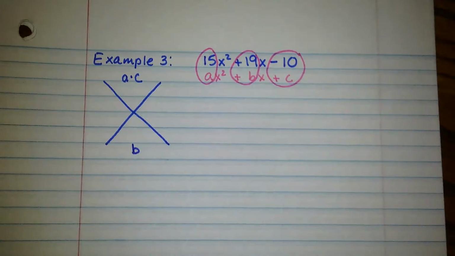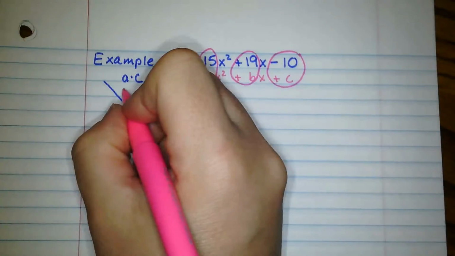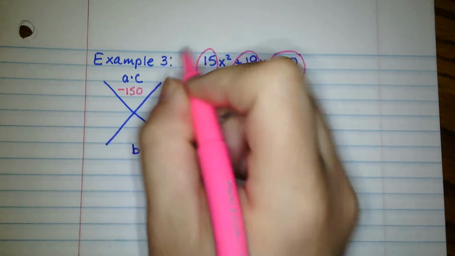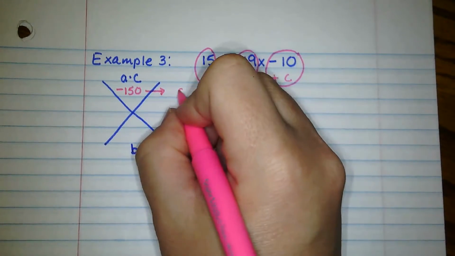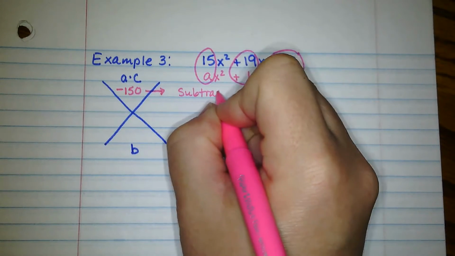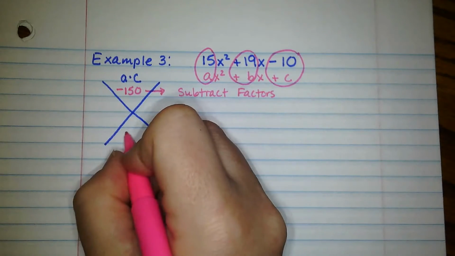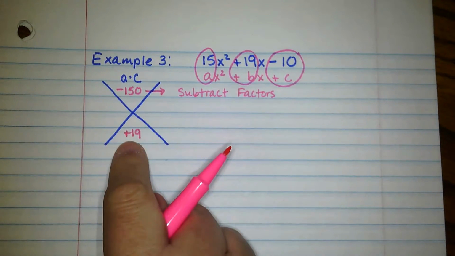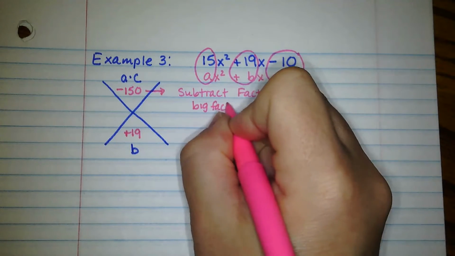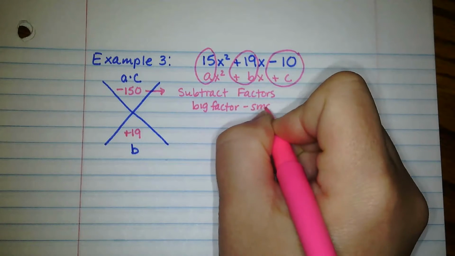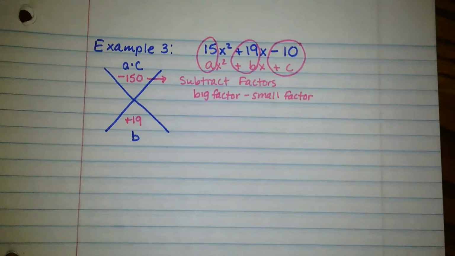Bottom B. So A times C is 15 times negative 10, which is negative 150. And this is a pretty large number. But what the minus sign tells you is that you are going to be subtracting your factors. And your bottom B is positive 19. Because it's a positive, that means that you're going to need your big factor minus your small factor. So these are just reminders from lesson 5.2.